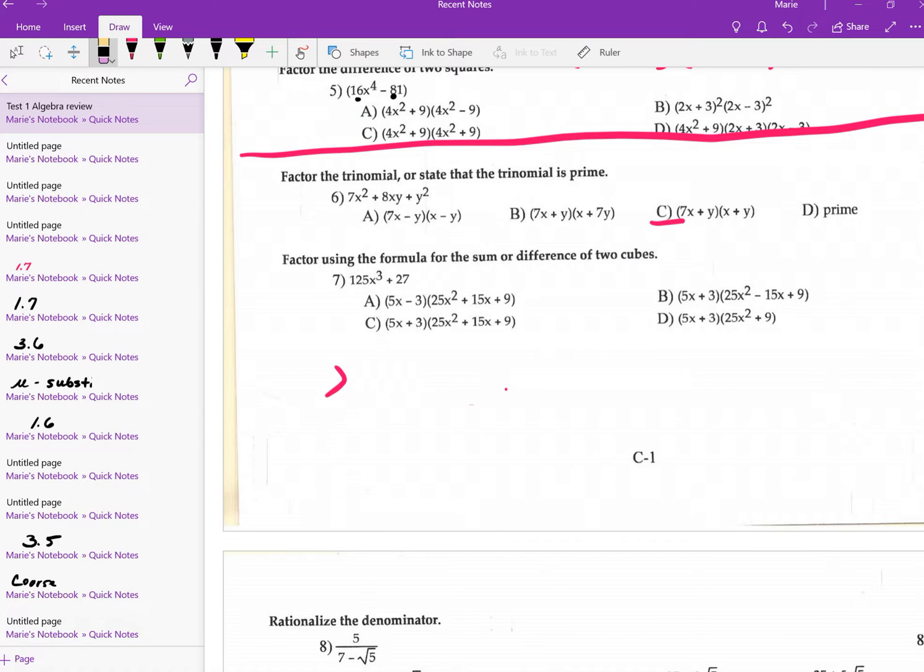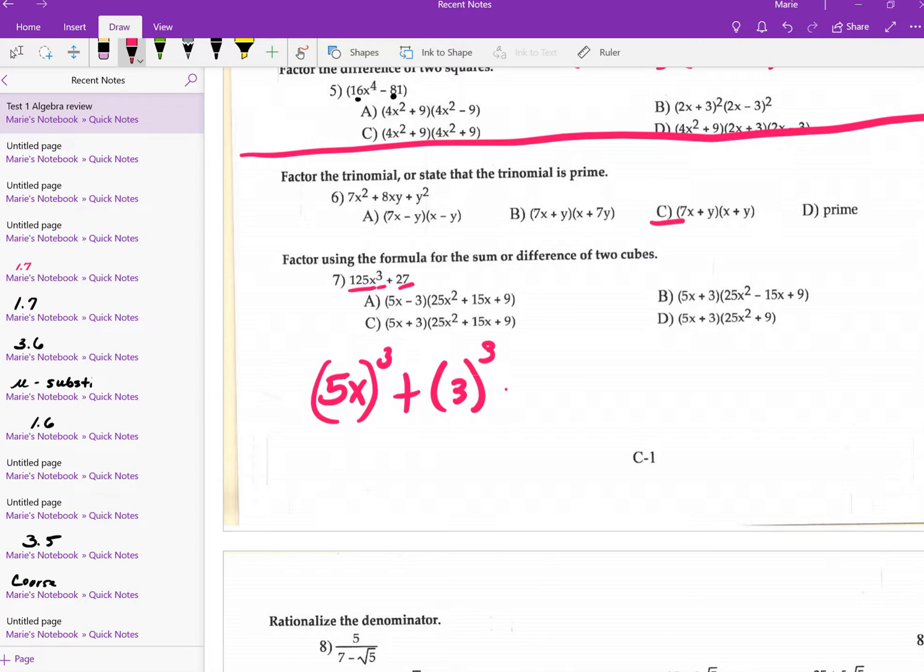Alright, and so we look at the next question. Next question, I have cubic values. I know that this is 5 cubed, that's x cubed, that's 3 cubed. So first thing I'm going to do is re-express this as 5x to the third power plus 3 to the third power, and I can see that I have a cubic function.